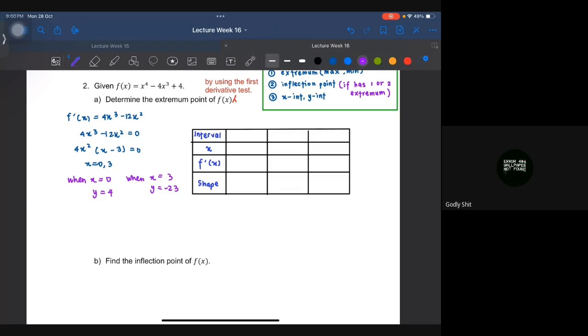Okay, so first we will put in our numbers. We have two values of x. The first one is 0 and 3. So our first interval is negative infinity to 0.